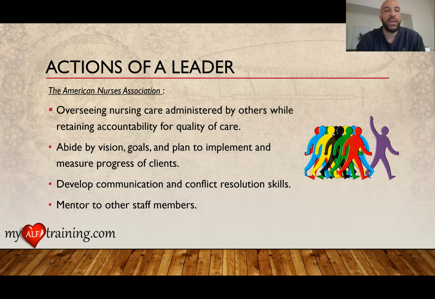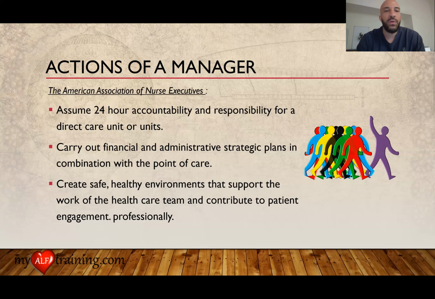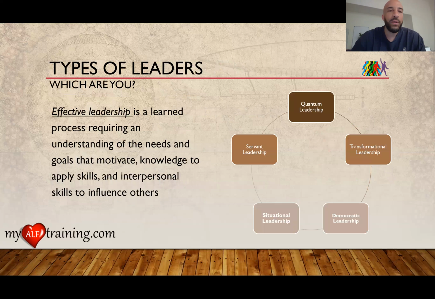Specifically, bullet points 1 and 4 really, for me, drive home the difference between a leader and a manager as far as their actions go. And the actions here of a manager are from the American Association of Nurse Executives. So here we're going to jump into the meat and potatoes of the presentation. This is where I talk to you guys about the different types of leadership, because this presentation is about becoming an effective leader.